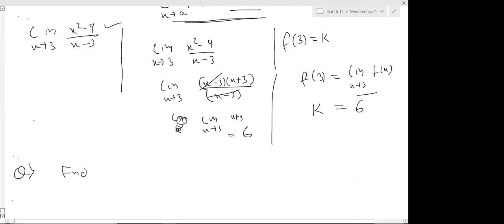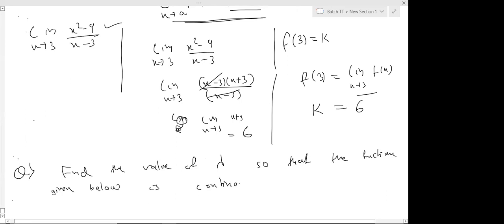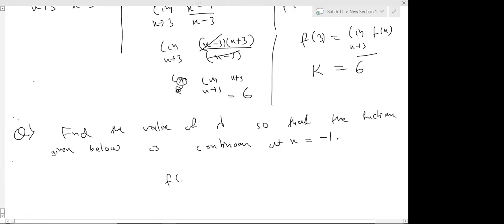Solve this question. Find the value of lambda so that the function given below is continuous at x equals to minus 1. All right. So f of x equals x square minus 2x minus 3 upon x plus 1 when x is not equal to minus 1, and lambda when x equals to minus 1. Similar question. I'll give you a few minutes.